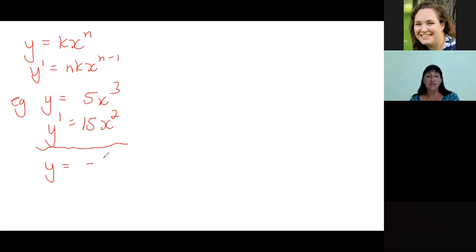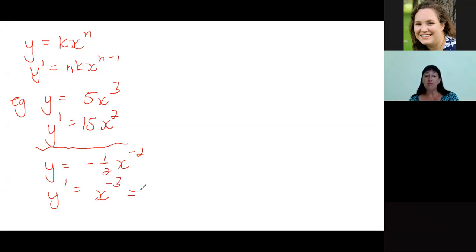And if you have something like minus a half x to the minus 2, your derivative, if you bring the power forward, will be positive. 2 times a half is 1, and then x to the minus 2 minus 1 is x to the minus 3.